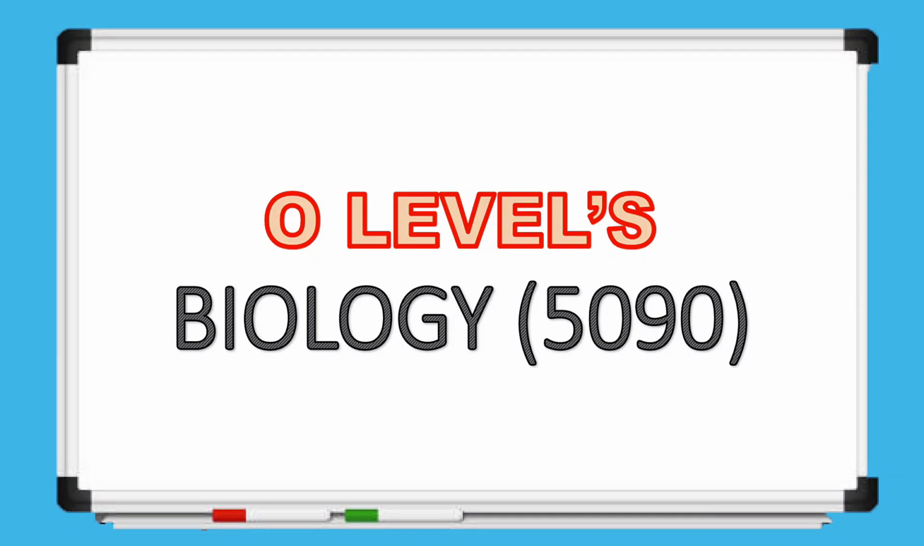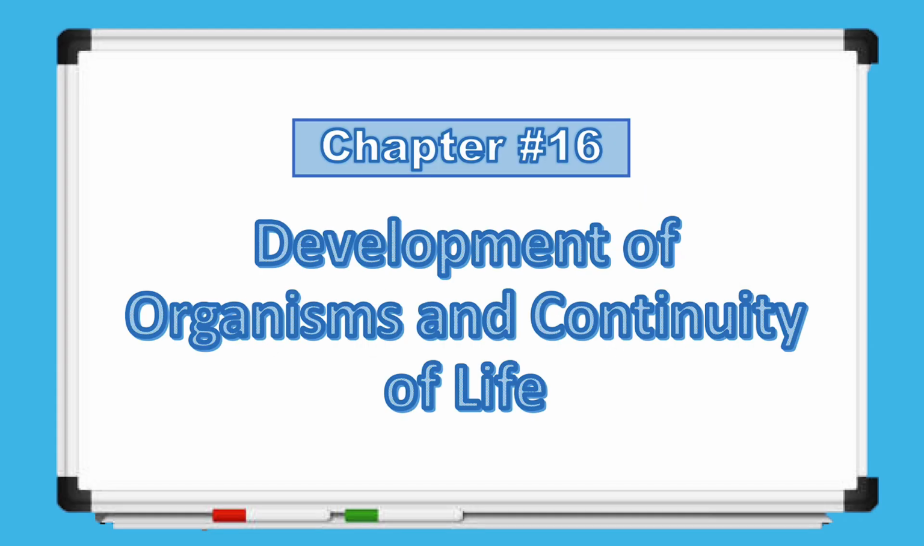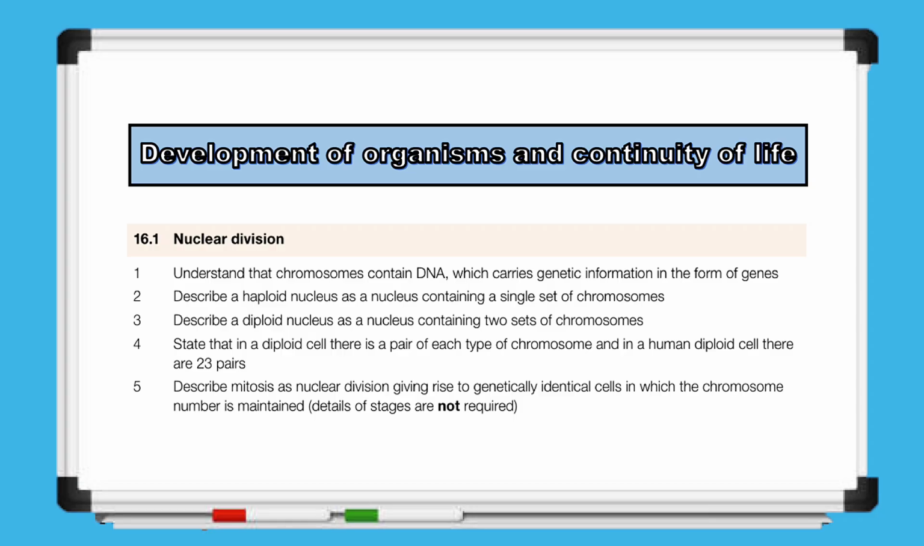In this lesson we are continuing our study of O-Level Biology 5090. Today we are starting one of the most important chapters in the syllabus, which is chapter number 16, Development of Organisms and Continuity of Life. In this chapter we will learn how living organisms grow, develop, and continue their species from one generation to the next. These processes are essential for life because they explain how organisms reproduce, how cells divide, and how genetic information is passed on. We will begin with the first unit of this chapter, which is section 16.1 called Nuclear Division.